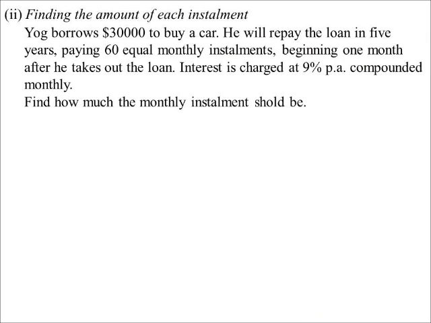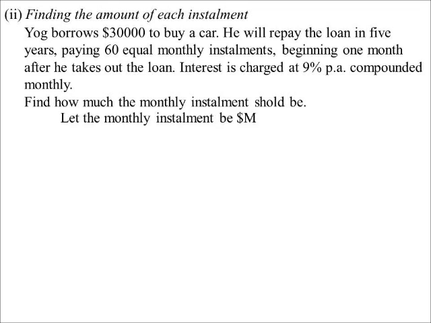Okay, let's again change the problem up. Let's say we had to find the amount of each instalment. We want to work out, we know how much we want to borrow, we know how long we want to take the loan over, but how much do we have to pay back? That's usually the sort of calculation we need to know. So YOG borrows $30,000 to buy a car, over 5 years, 60 equal monthly instalments, interest rate 9%. So how much are my monthly instalments going to be?